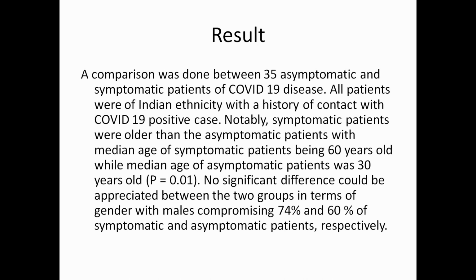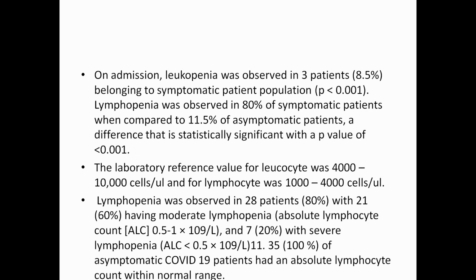No significant difference could be appreciated between the two groups in terms of gender, with males 74% and 60% respectively in symptomatic and asymptomatic patients. On admission, leukopenia was observed in 3 patients, 8.5%, belonging to the symptomatic patient population, P less than 0.001. Lymphopenia was observed in 80% of symptomatic patients when compared to 11.5% of asymptomatic patients, a statistically significant difference, p-value less than 0.001.